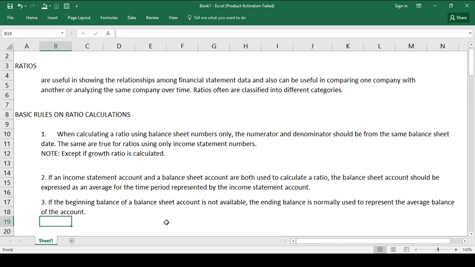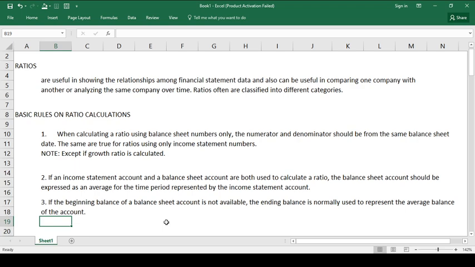So, if a balance sheet account is used in the calculation of a ratio that is composed of an income statement account and a balance sheet account, the balance sheet figure shall be expressed at its average. Paano po natin i-compute yung average balance ng balance sheet account? That is very simple. You just need to add the beginning and the ending balance of that particular account, then divide it by 2. If there is no beginning balance provided, all you need to do is to presume or assume that the ending balance is the average balance.